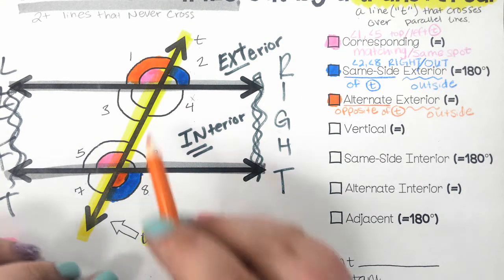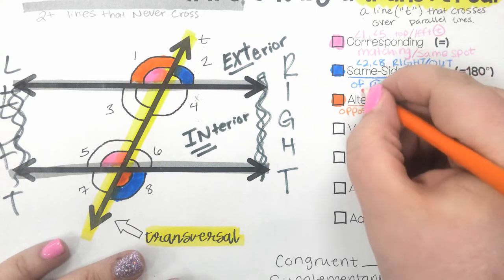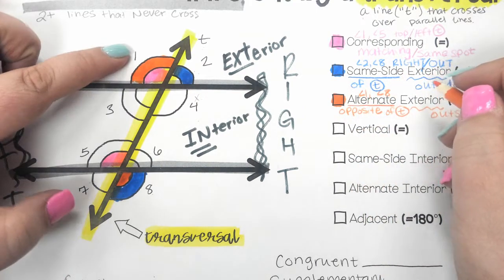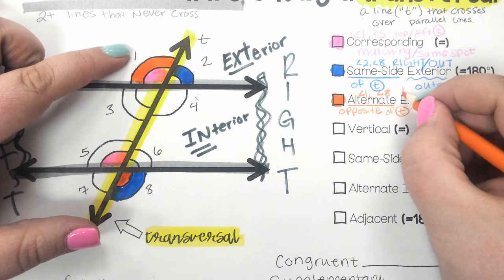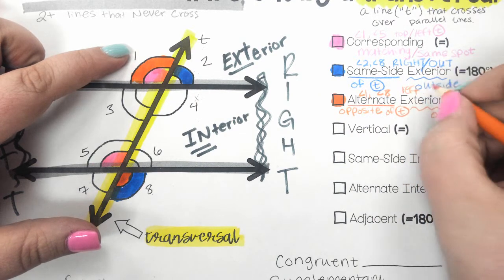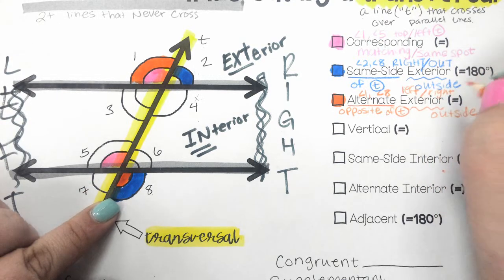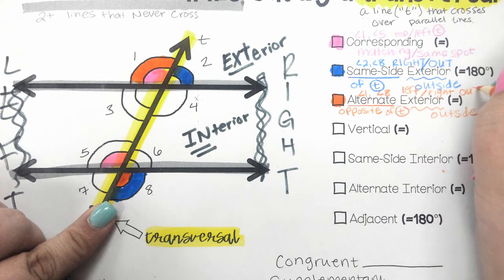We just colored in angles 1 and 8. We named them alternate exterior because 1 was on the left, 8 was on the right, and they were outside of the box.